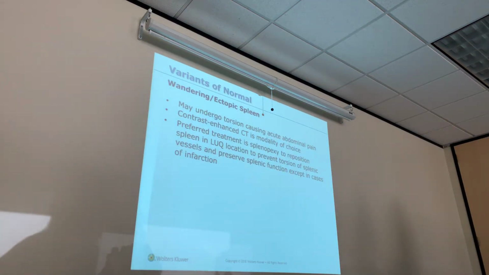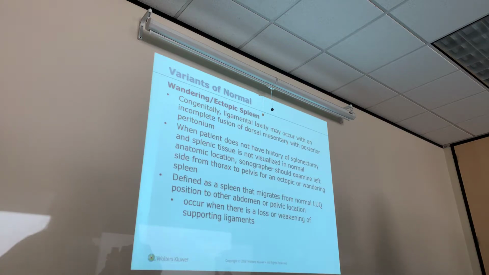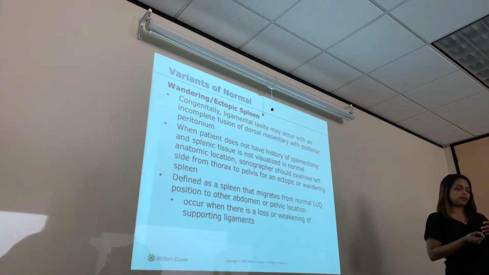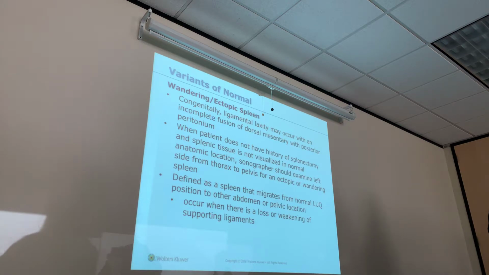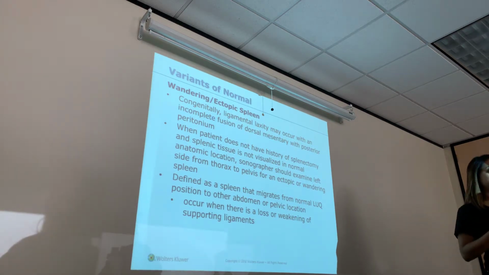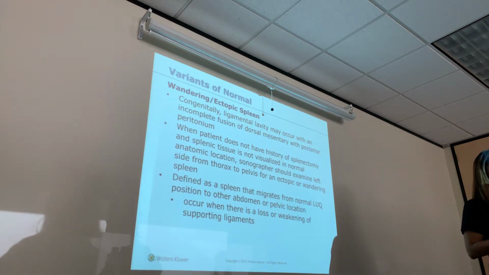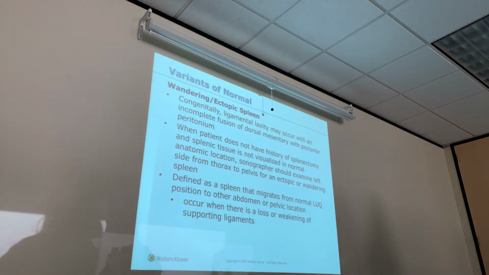Can you repeat again? With the wandering spleen, you have ligaments that are attached to it, but the ligaments are weak. So when they're weak, they can easily twist, and when they twist, you can have torsion, meaning you lose blood supply to that organ. When you lose blood supply, they have to remove it. Whereas with the accessory spleen, it's just a tissue, so you cannot have torsion with accessory spleen.